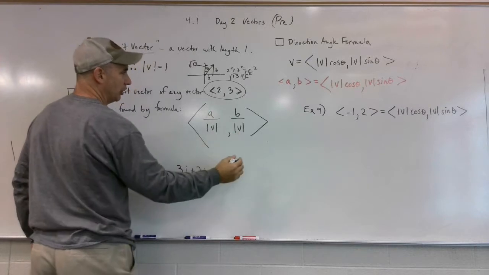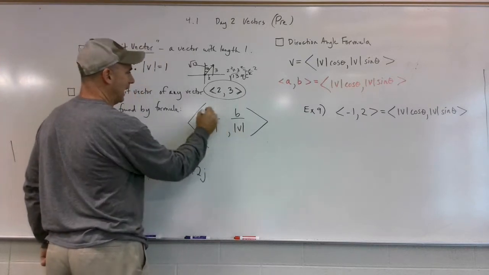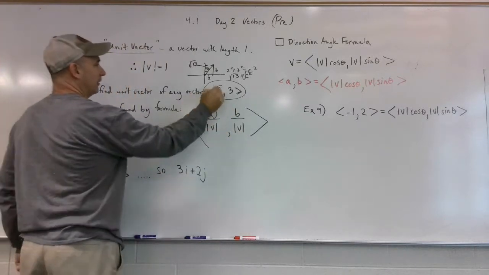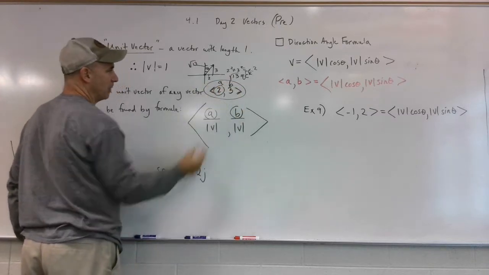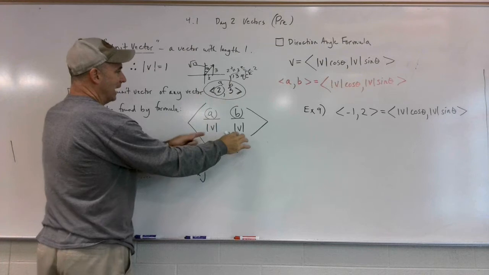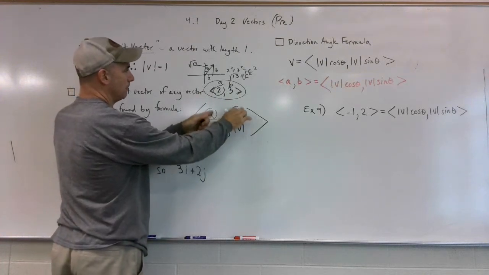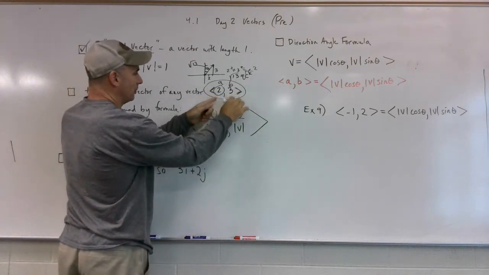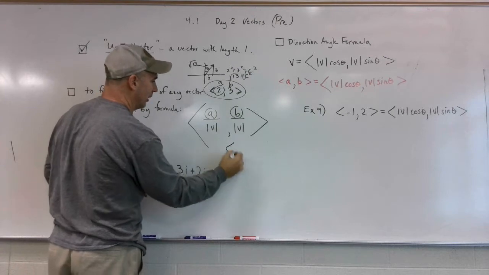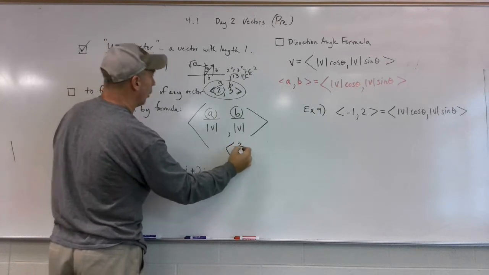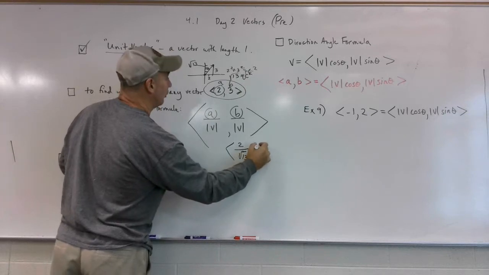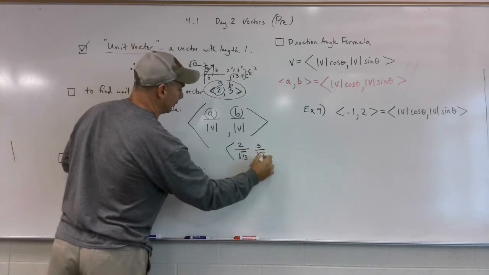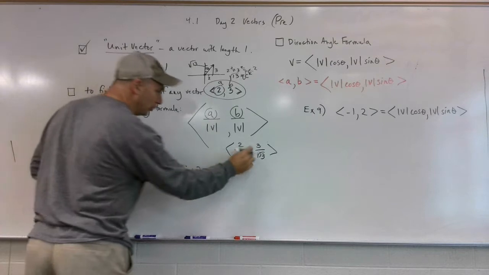Right here, you would simply take this formula. A is here, B is here, just goes in alphabetical order. And then you just divide those original pieces of information by the magnitude. So that'd be 2 over the square root of 13, comma, 3 over the square root of 13. And there we have our unit vector.